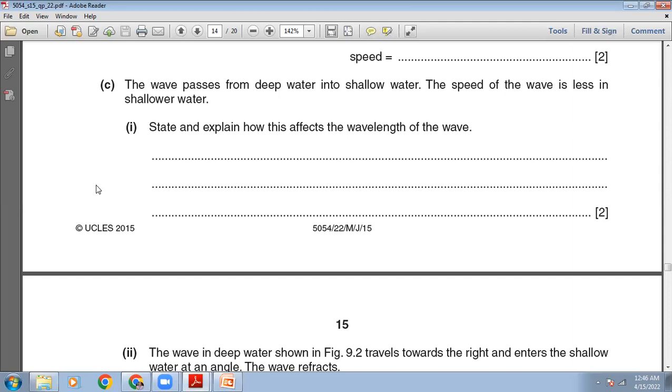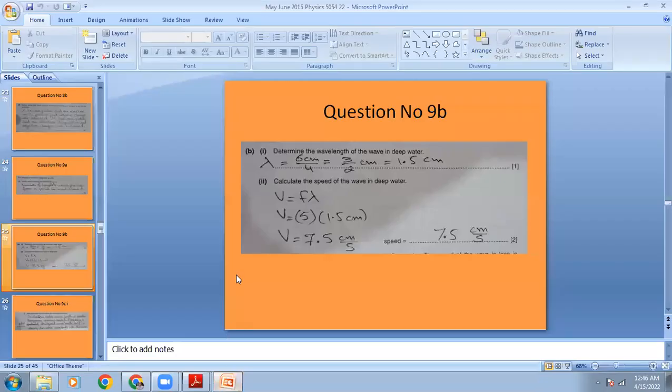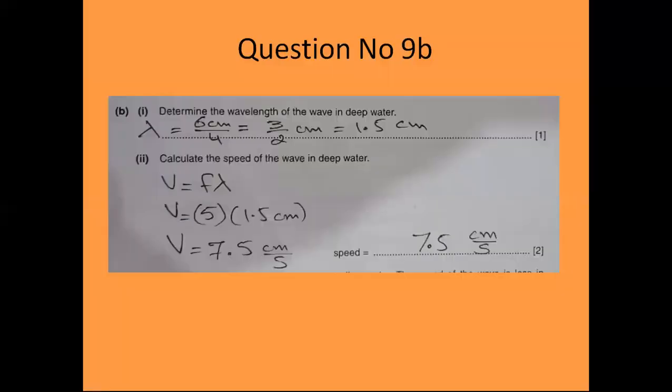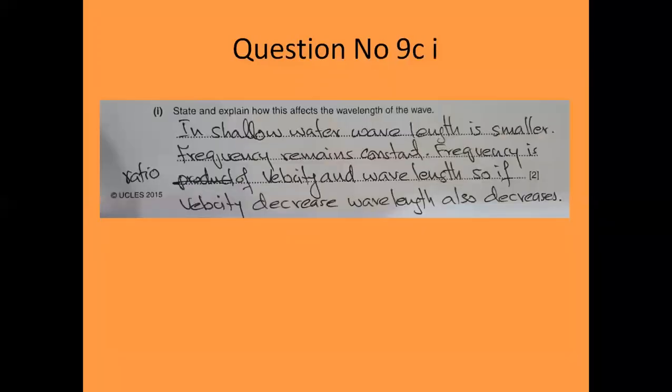So in the same time period, the wave will cover less distance. So the wavelength will decrease. So these are the two methods by which you can explain this phenomenon. The wavelength will decrease is the basic answer. Okay, so we are going to check what I have written.